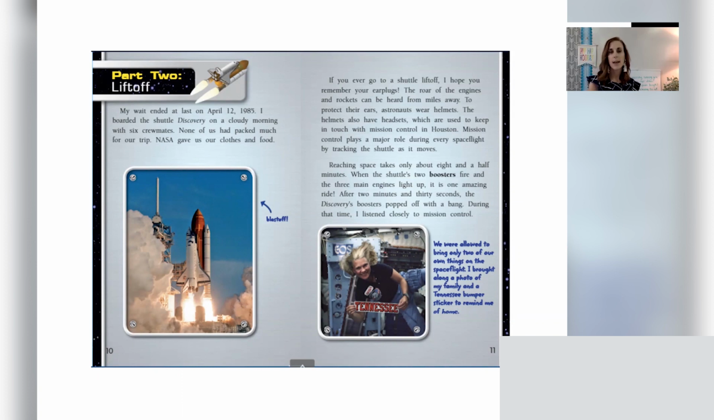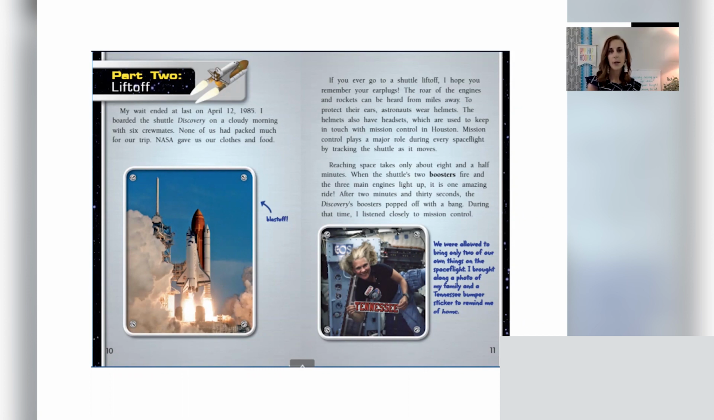Now let me focus on Mission Control. I will read that again. Be a detective and be ready to tell me what Mission Control is. "The helmets also have headsets which are used to keep in touch with Mission Control in Houston. Mission Control plays a major role during every spaceflight by tracking the shuttle as it moves."